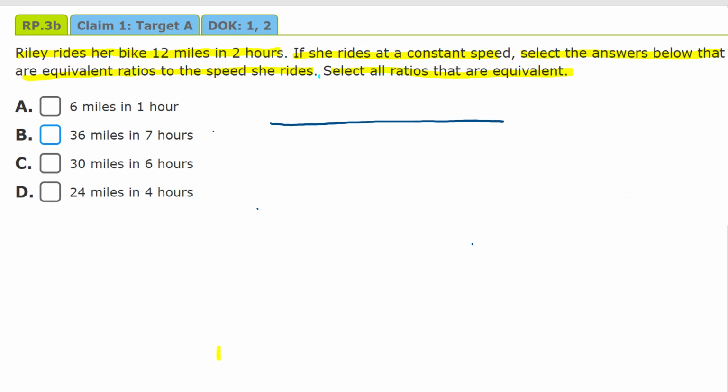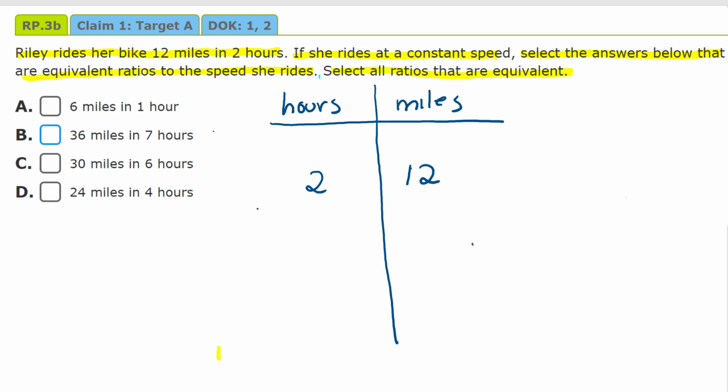Well, one way we can solve this problem is to use a table. And our table is going to compare the number of hours that Riley has ridden her bike to the number of miles. And so we know that the table says in 2 hours, Riley has ridden 12 miles. What we really want to know is our unit rate. So how far she's ridden in 1 hour.